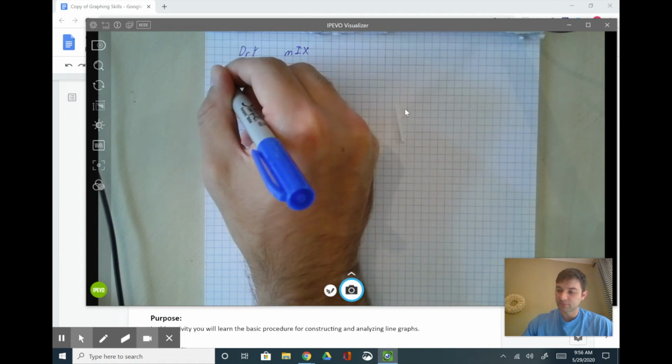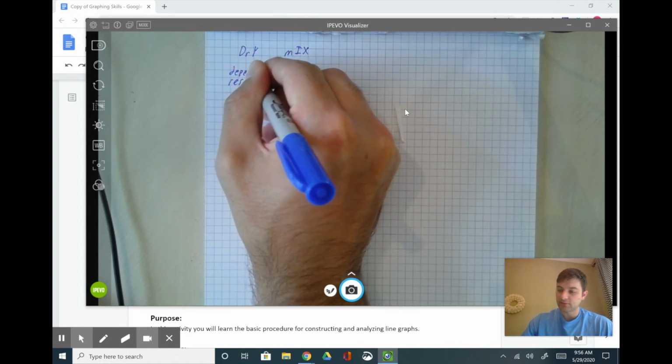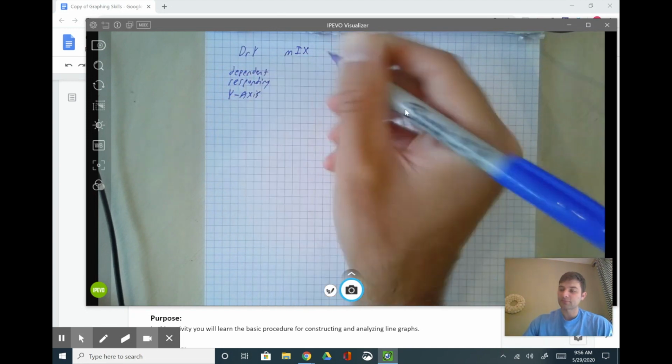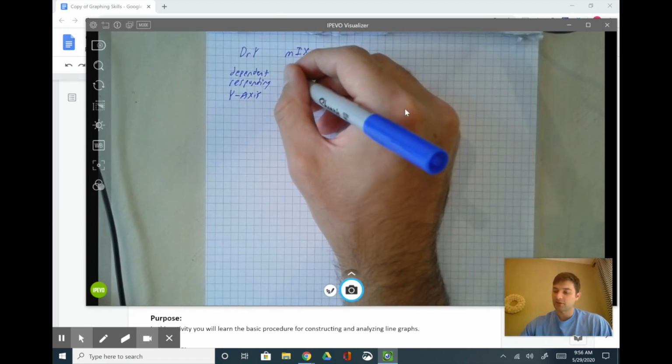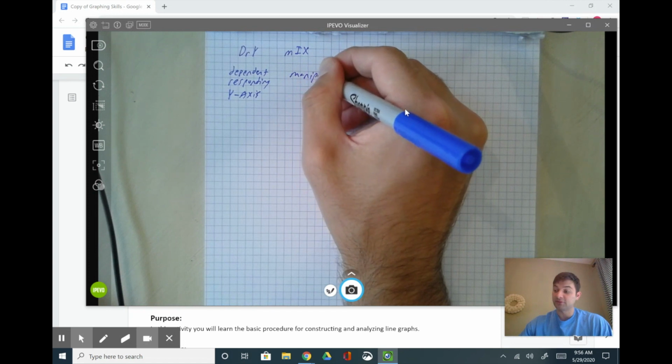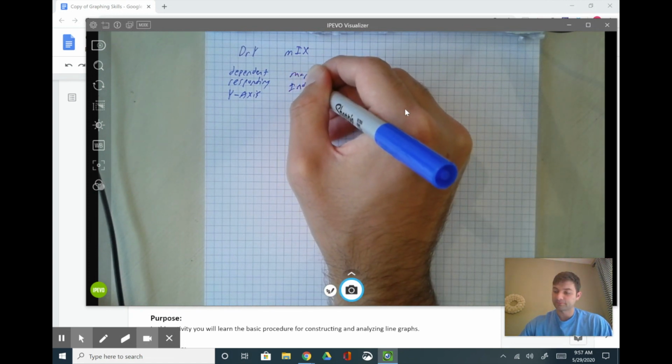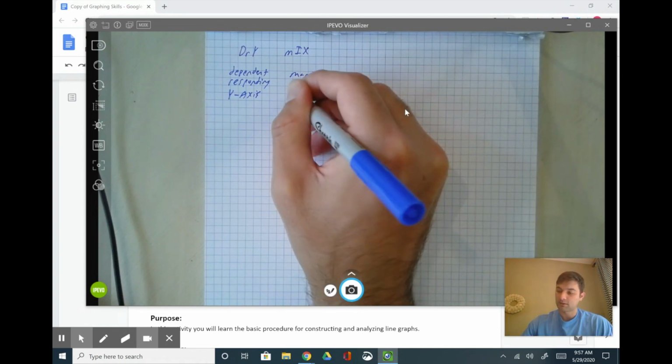Dependent, responding, y-axis. The MIX stands for manipulative, independent, x-axis.